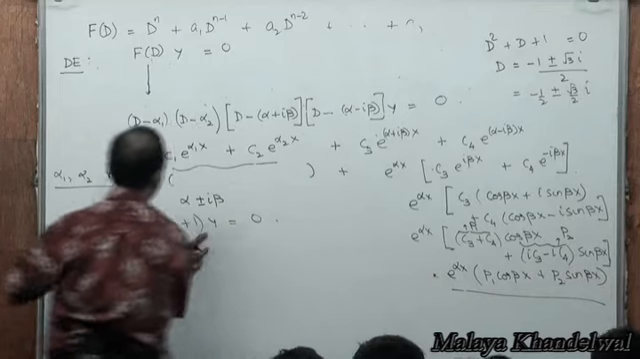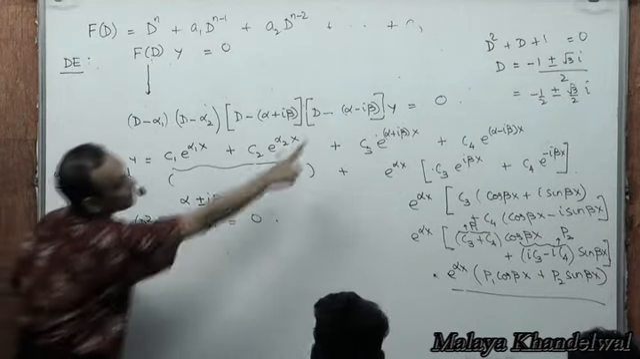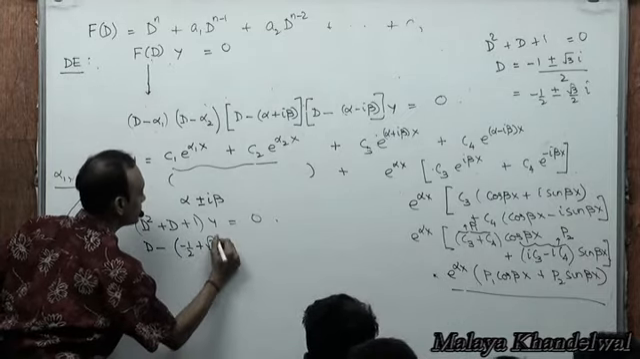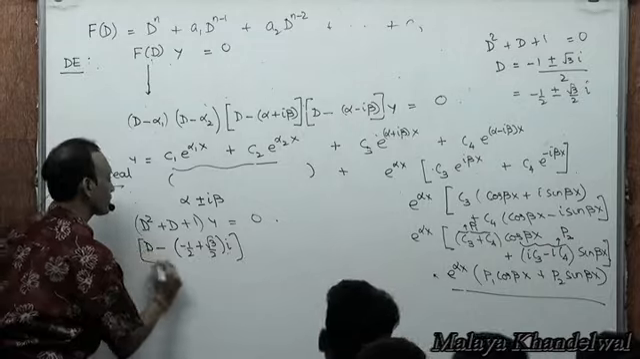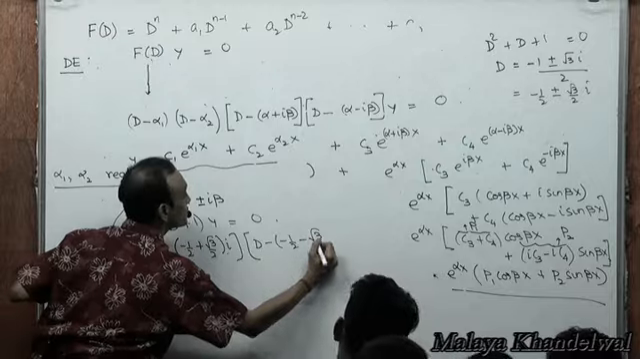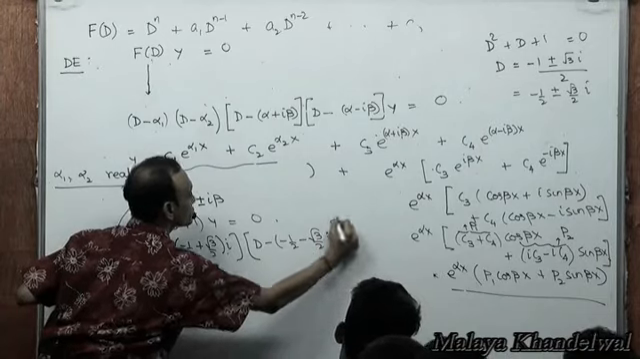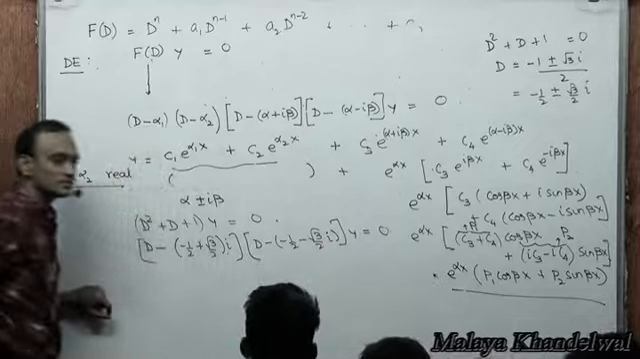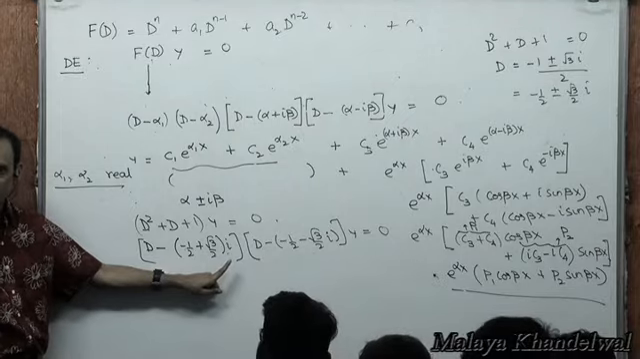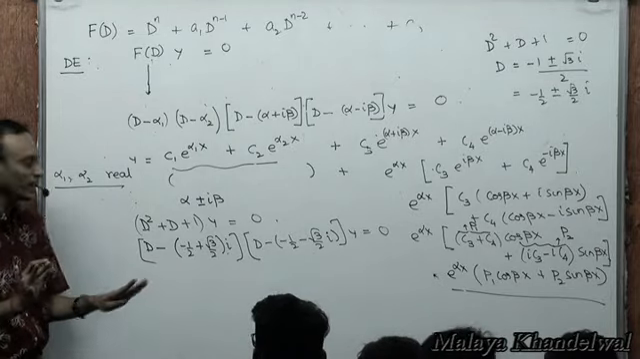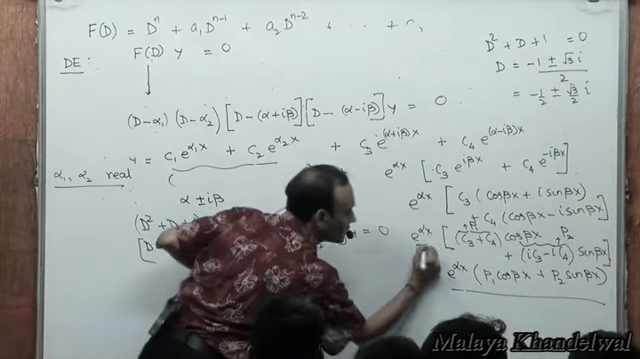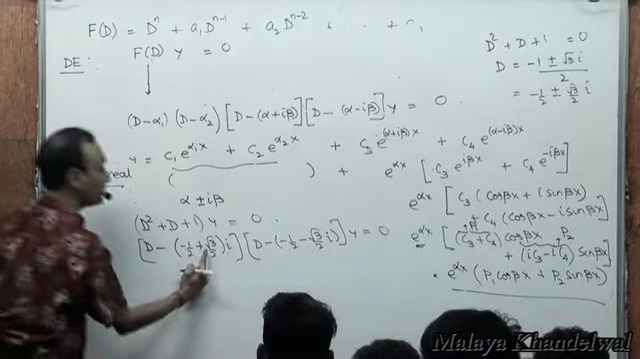Because this could be eventually factorized as (d minus half plus root 3 by 2i)(d minus half minus root 3 by 2i) acting on y is 0. This is how it goes, right? I could factorize this like this, isn't it? And now for my general solution, I don't have to bother about all this. Once I figured that out, I know alpha is minus half and beta will be root 3 by 2.